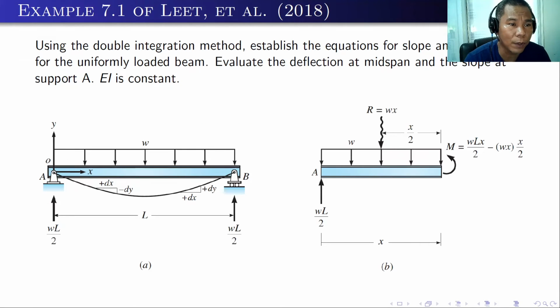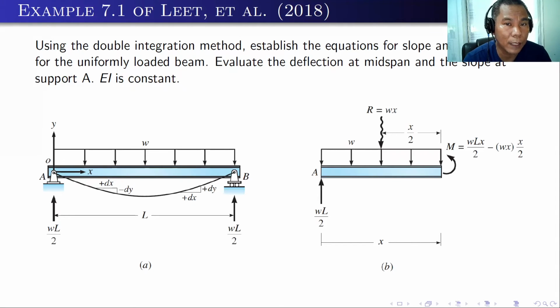Here is an example. Use the double integration method. Establish the equations for slope and deflection for the uniformly loaded beam. This is a simple beam with a uniformly distributed load. Evaluate the deflection at midspan and the slope at support A. Assume EI is constant. So here we have a loading of w and the length of the beam is L. You need to compute the reaction, but since this is symmetrical, we can just take the resultant w times L divided by 2.